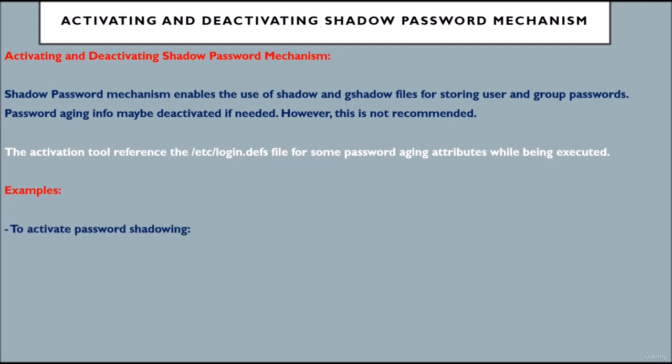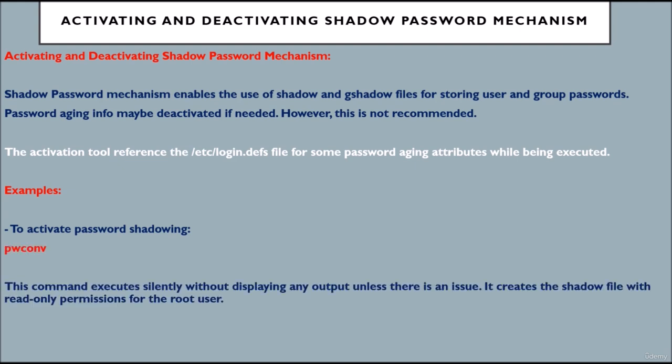Let's look at some examples. To activate password shadowing, you can type in the command pwconv. This command executes silently without displaying any output unless there is an issue. It creates the shadow file with read-only permissions for the root user. You can look at the file's permissions by typing in ll or ls -l on the /etc/shadow file.